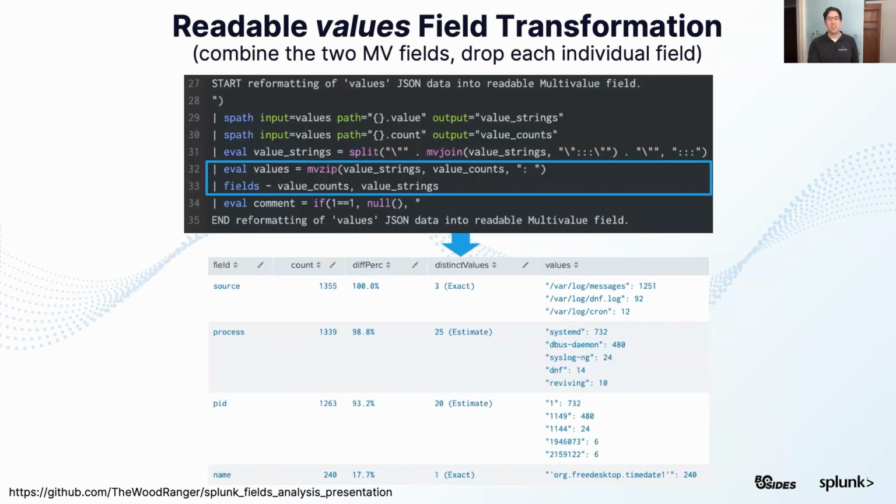Next, since we know that the value strings and value counts fields will always have the same number of multi-value items since we're extracting them from the same source, that JSON array, we can use the mvzip function to stitch them together into a new values field that replaces that old JSON. Once we've done that, we can drop each of the individual fields as we no longer need them.